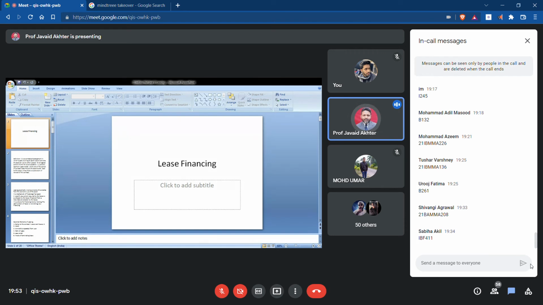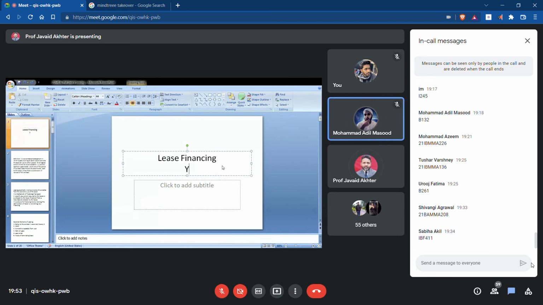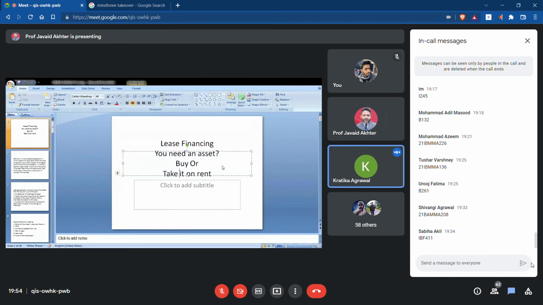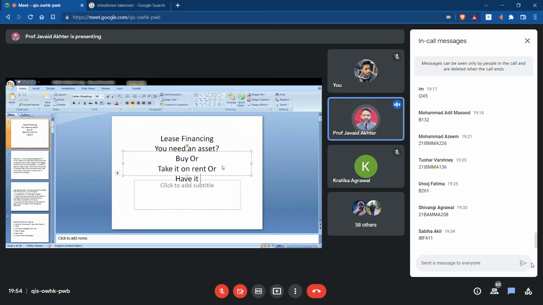Suppose the company wants to have an asset. What are the options? You need an asset, a machinery, a building. One is you can buy. Or what else? You can take it on rent. Or on credit, or have it on lease. You want to use a machine, have it on lease. Now suppose you wish to have it on lease.